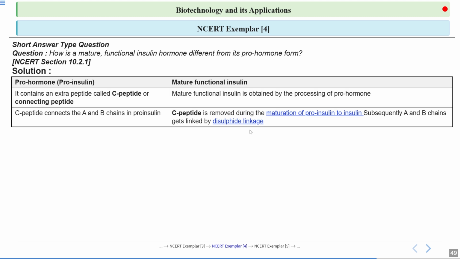In this process, we remove this C peptide and mature the proinsulin into insulin, and then the A and B chains are subsequently linked by which linkage? Disulfide linkage. So this is the picture. It shows how proinsulin has all three peptides, and then this green peptide, which is shown as the C peptide, has to be removed, and then a disulfide linkage is made between the chains, and this will make a mature insulin.